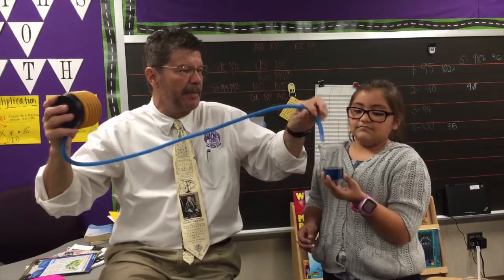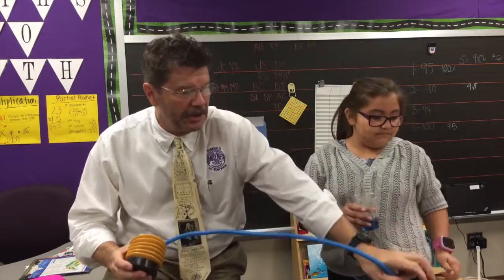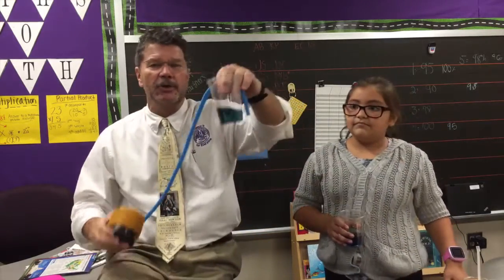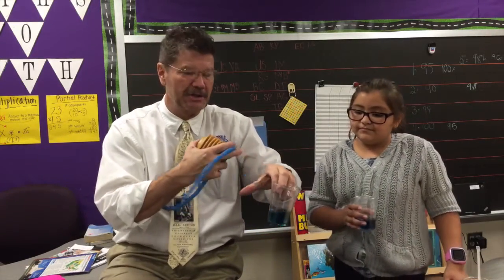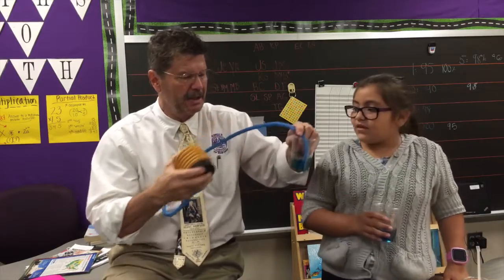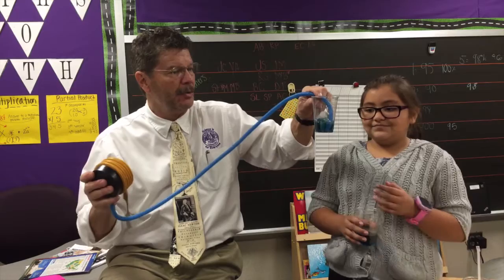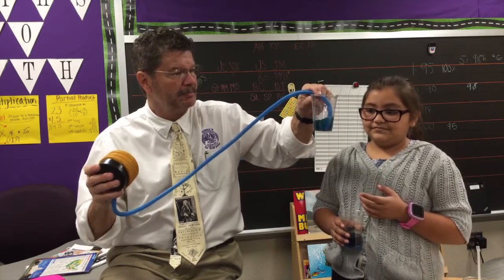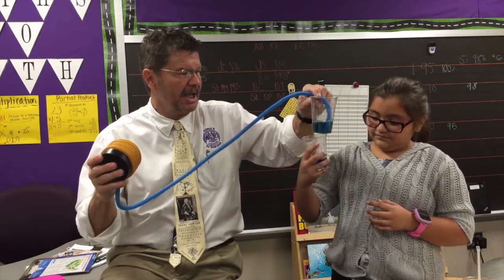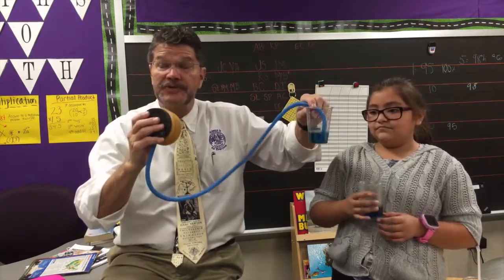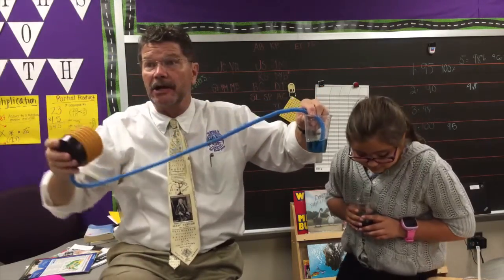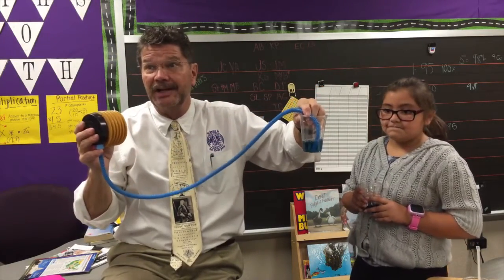Let's see if we pump air through your green. What do you think is going to happen if we pump air through the green? It's going to turn blue. Let's see. Ready? Or bluer. Dark blue. Back to its original color. Wow. So that proves to me that the air around here is mostly oxygen.